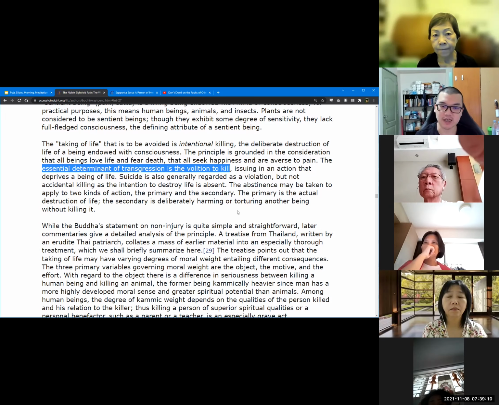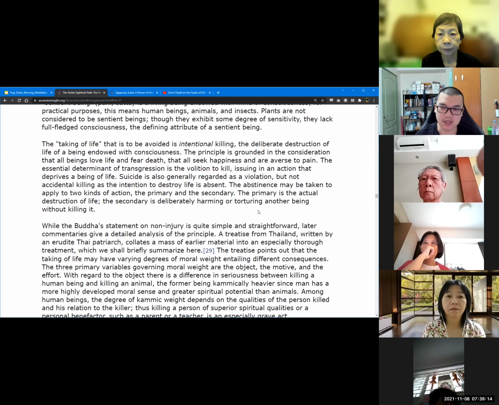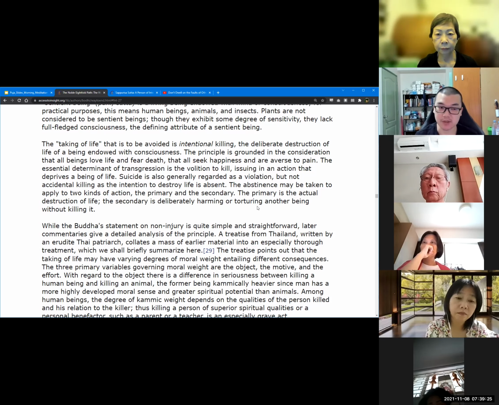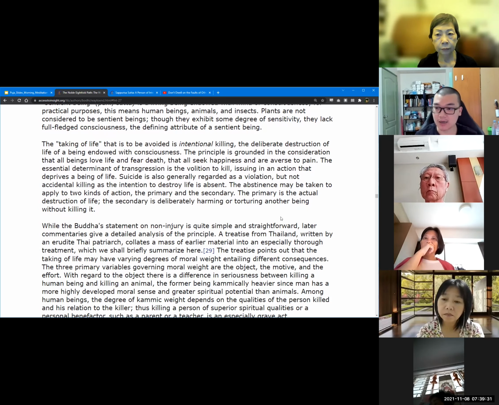Then we have several examples. One is a monk or an arahant who is blind, and when he walks, he steps on an ant unknowingly. This is one example of unintentional killing. So in this case, we can say the monk did not transgress this precept.